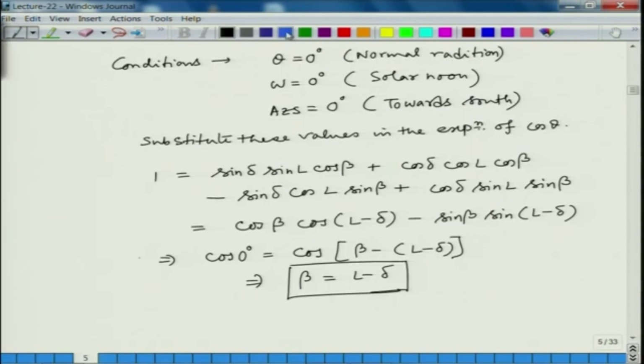So, latitude is location specific, and the other one, delta, is the declination angle, which is day specific. Whichever day you are adjusting it for, that delta will change.